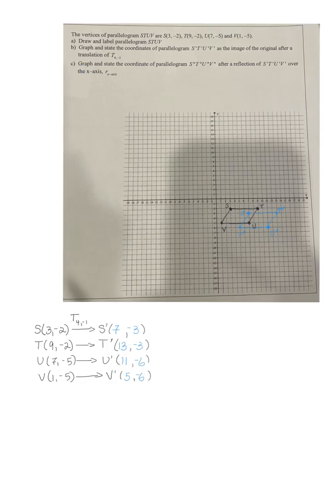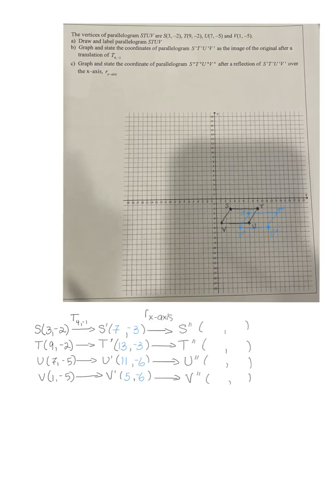Okay, so now let's look at part C. Same thing, graph and state the coordinates. So I'm stating the coordinates of parallelogram S double prime, T double prime, U double prime, V double prime after a reflection of, now let's read this carefully. It wants you to reflect this blue parallelogram, which are these points right here, okay? So a reflection of S prime, T prime, U prime, V prime over the x-axis. So we're going to reflect in the x-axis.